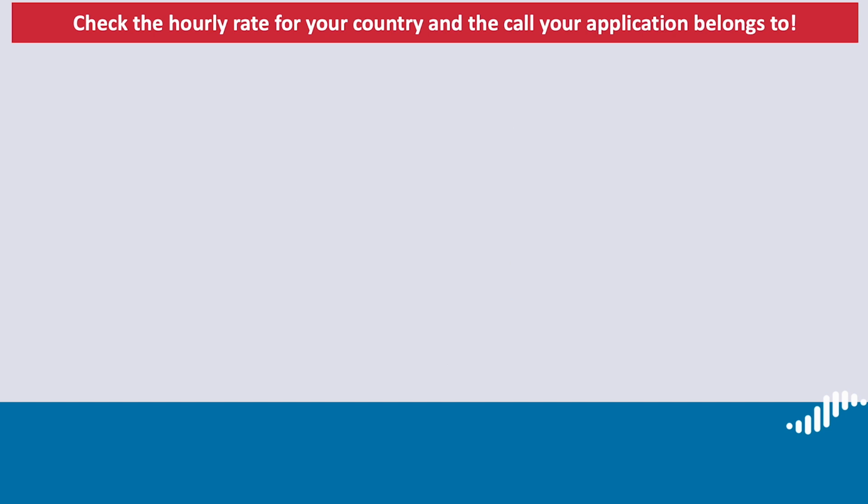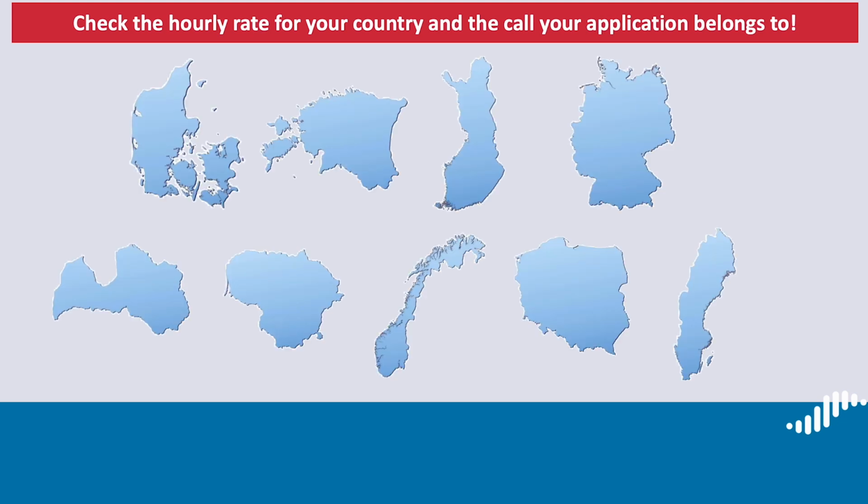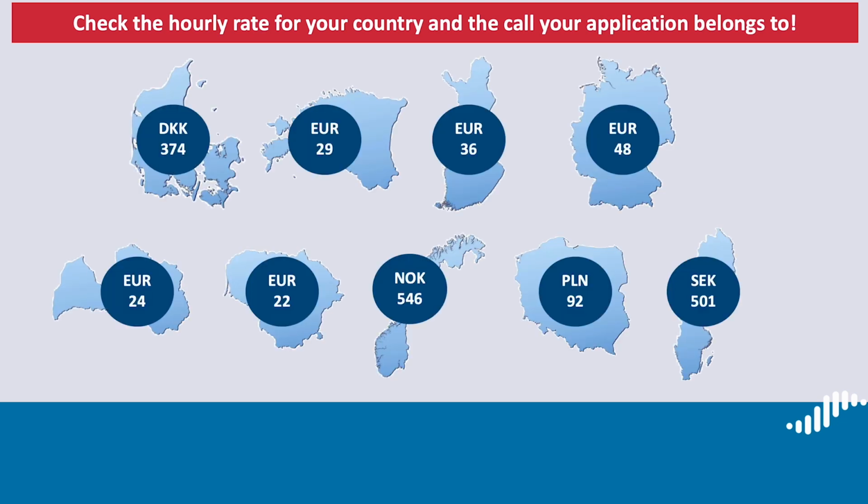Interested to see which hourly rate is relevant for you? Locate your country here to find out. The hourly rate is presented in the national currency. You can see that in Denmark, for example, the hourly rate is 374 Danish krones, while it is 22 euros in Lithuania. Please always check our program manual for the actual data, as the rates per country might evolve over the program lifetime.